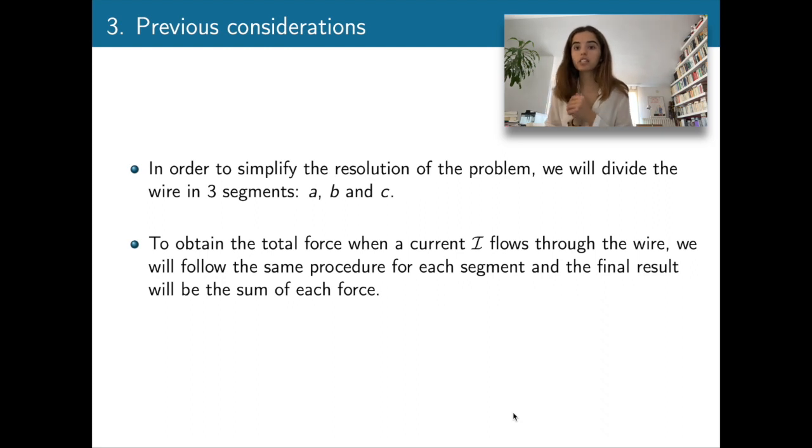So now we will make some previous considerations on how to approach this problem. In order to simplify its resolution, we will divide the wire in three segments, A, B, and C, which are the sides of the triangle we've just seen in the last slide. To obtain the total force when a current I flows through the wire, which is what the problem is asking us, we will follow the same procedure for each of the three segments, and the final result will be the sum of each one of the forces of each segment.